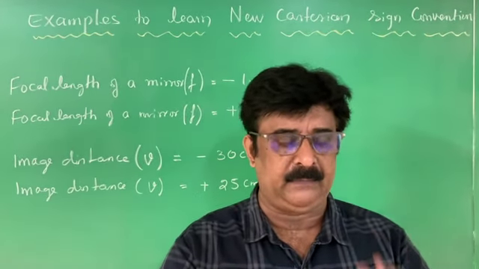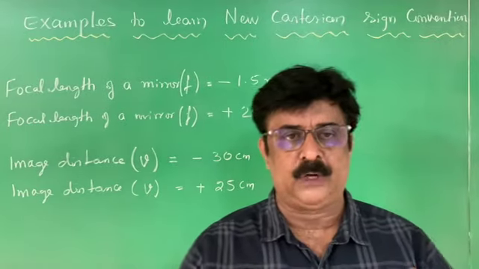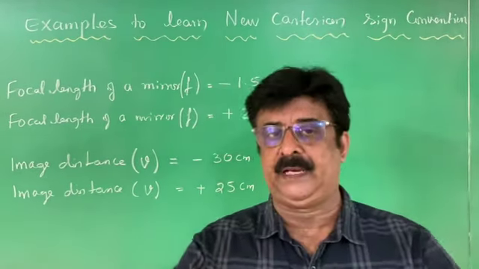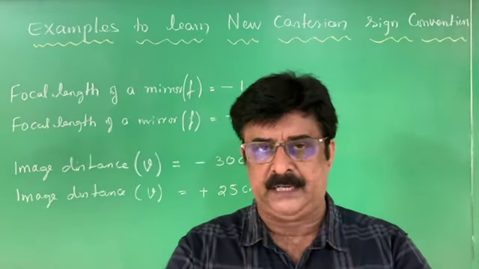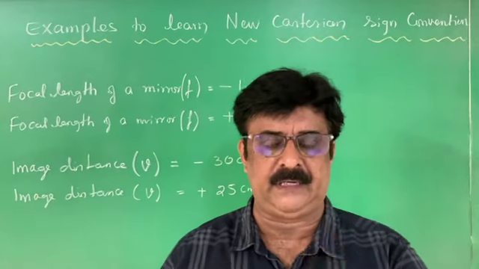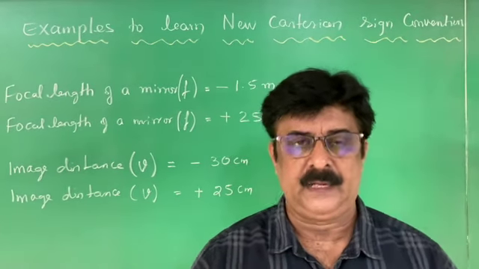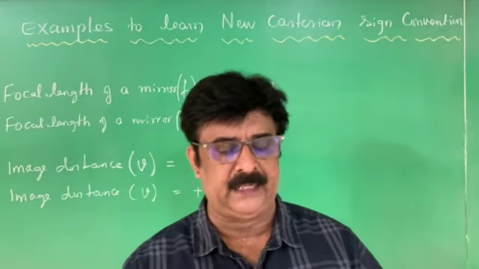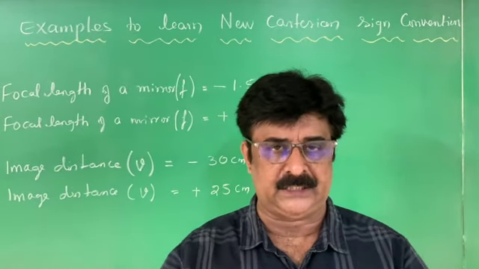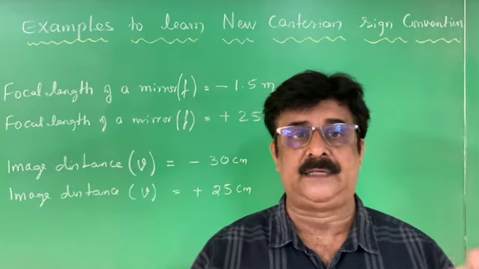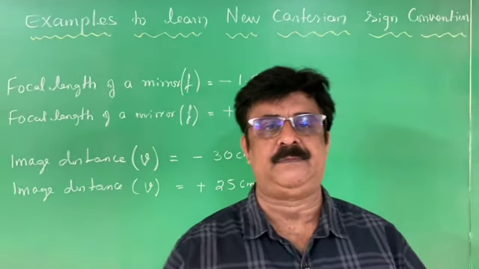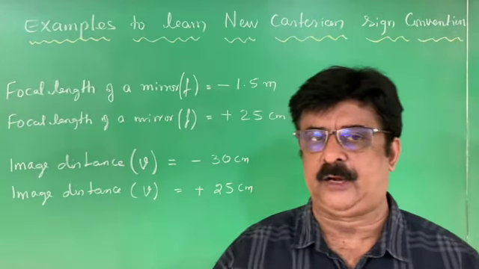Real image is an image which can be caught on the screen, virtual image is an image which cannot be caught on the screen, and in the case of a mirror, real image is an image which is going to form in front of the mirror, and virtual image is a type of image which is going to form behind the mirror. Then what is erect image, what is inverted image, and what is enlarged image, diminished image, same size, and types of mirrors, plane mirror and spherical mirror, different types of spherical mirrors like concave mirror and convex mirror.